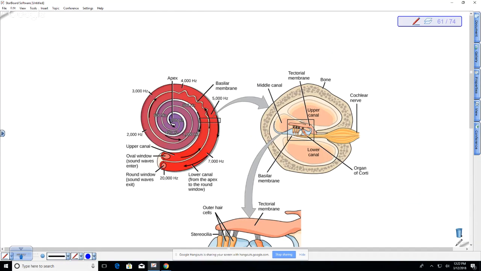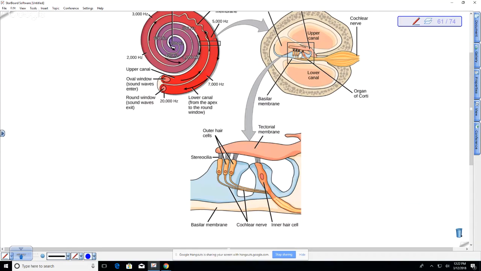And so the hair cells are kind of located right in the middle, and the sound wave vibrates this membrane that covers the hair cells. And then that vibration of the membrane causes the hairs to bend. And that causes transduction because the physical mechanical energy is turned into an action potential and then is transmitted out of the ear via the cochlear nerve.